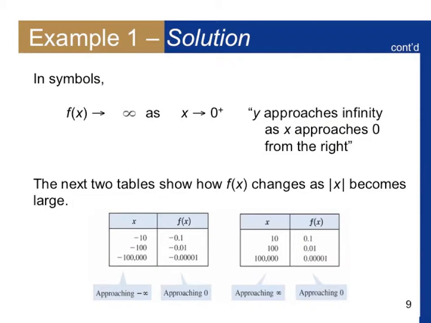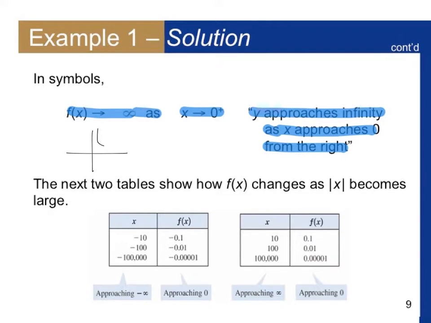So that would be this symbol. y approaches infinity, f of x approaches infinity, as x approaches 0 from the right, and we see x approaches 0 positive. So again, getting back to our little graph of 1 over x, we show the two parts there.